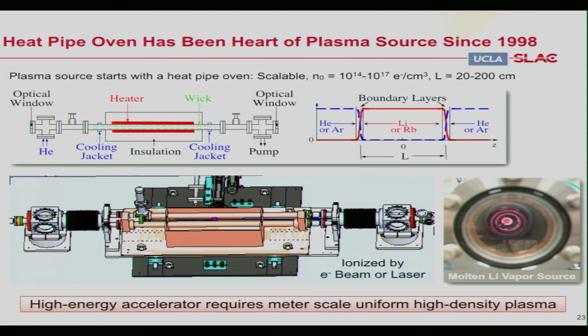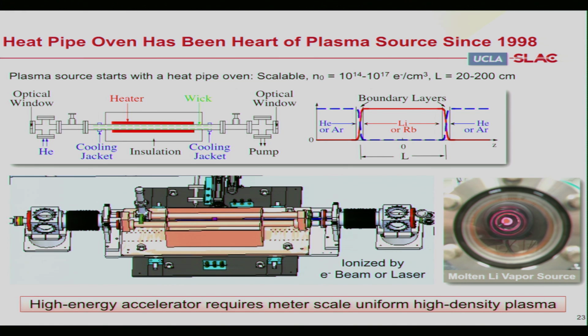The second thing we needed was a plasma source. So you may ask, well, can you go to Walmart and buy a plasma source? No. So we had to develop, how do we make meter-long plasma sources that were appropriate for these experiments? Our colleagues at UCLA actually figured out a very old technique which they applied to these experiments, a device called a heat pipe oven.